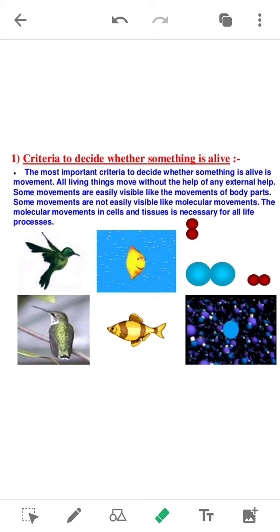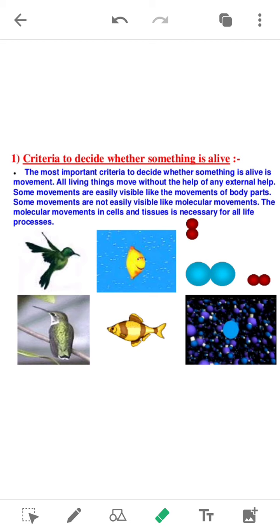Now, the criteria to decide whether something is alive. The most important criterion to decide whether something is alive is movement. All living things move without any external help. Some movements are easily visible, like movements of body parts, like walking, running, lifting our hand. Whatever work we do, we can see the movement.